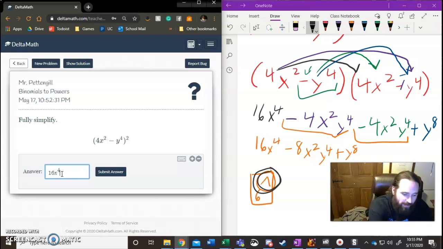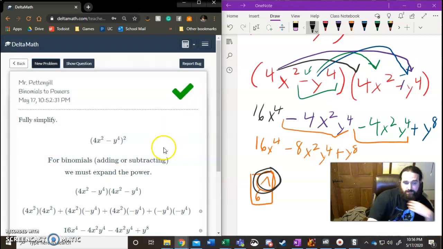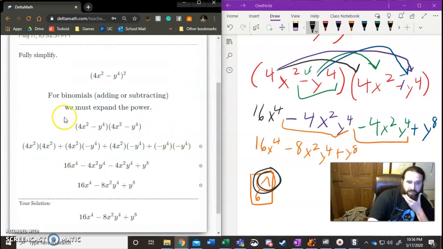I'm down. Now I can write minus 8x, shift 6, making that exponent now. 2, tap the right arrow. Y, shift 6, 4. So that's minus 8x squared y to the fourth, plus y, shift 6, 8. Okay, unless I mess something up, this is the answer. And yep, there we go. Wow, Delta Math makes it look really complicated in here. But it's not too different from what I did.